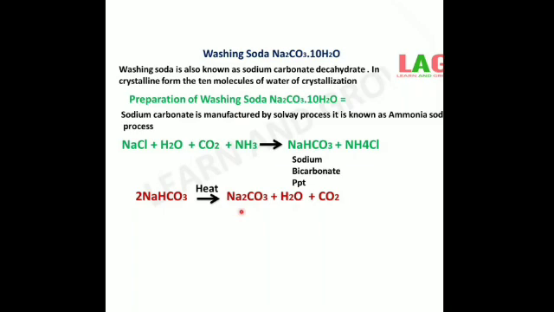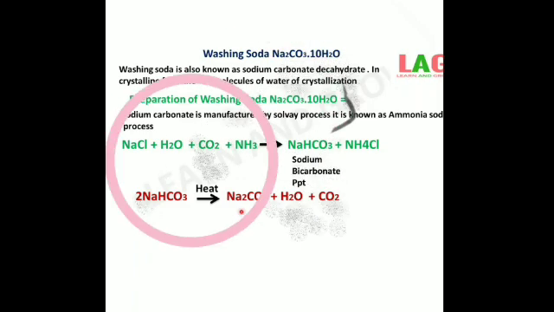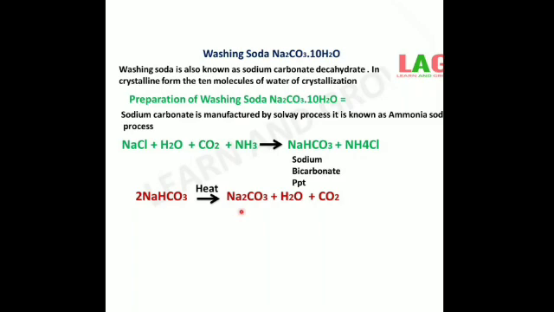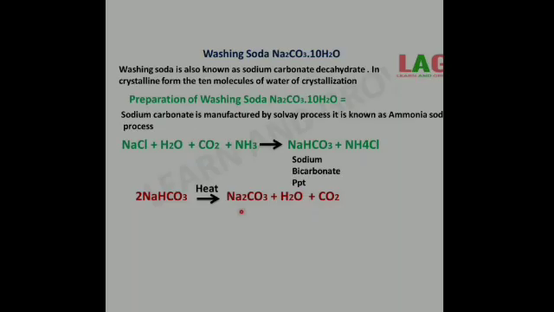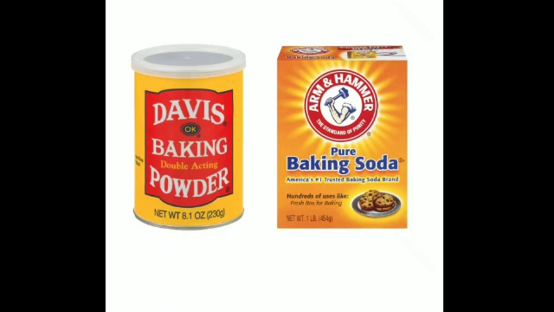Is it clear? This sodium carbonate comes along with water of crystallization. In its preparation, we have used carbon dioxide. Then a mixture of sodium bicarbonate and potassium hydrogen tartrate forms the baking powder. Now you all must have come across these tins and boxes which contain baking soda and baking powder. Baking powder is a mixture of sodium bicarbonate and potassium hydrogen tartrate, while baking soda is just sodium bicarbonate. Is it clear?